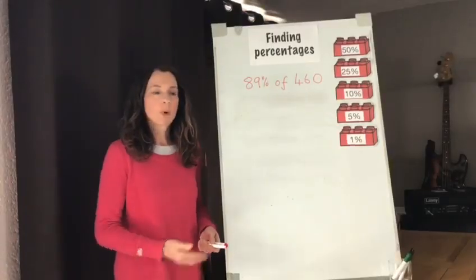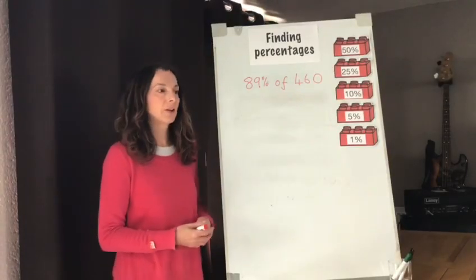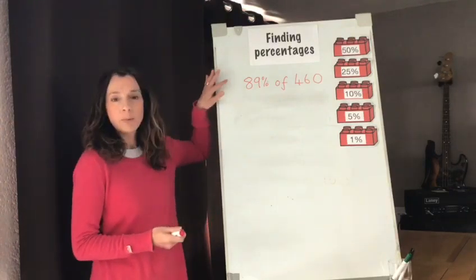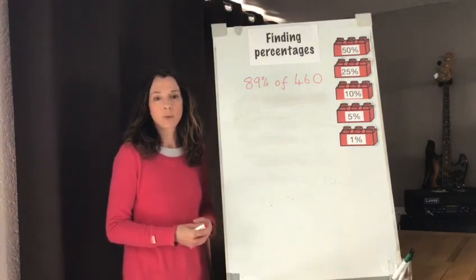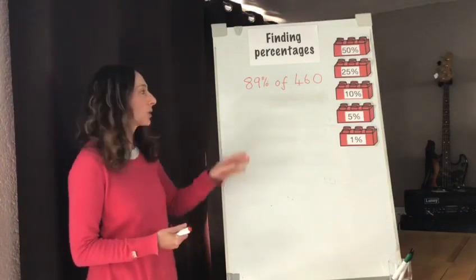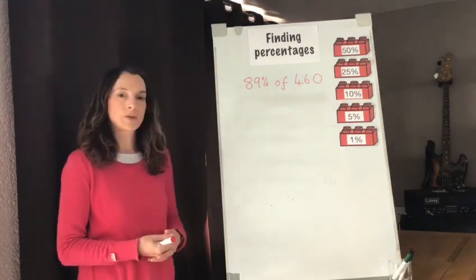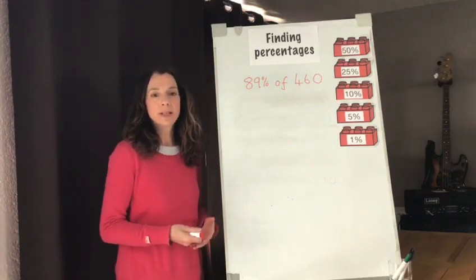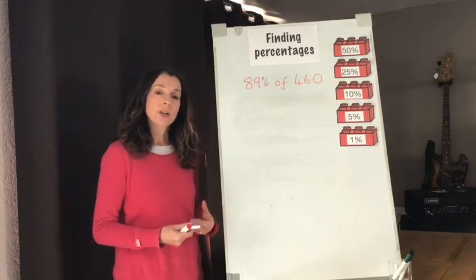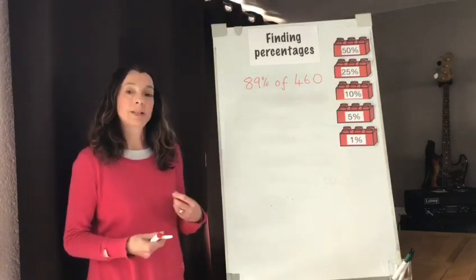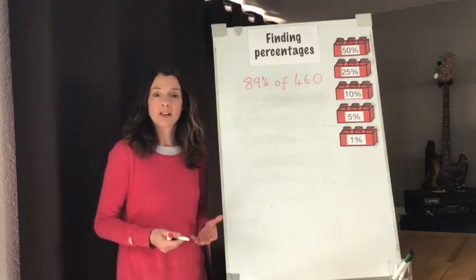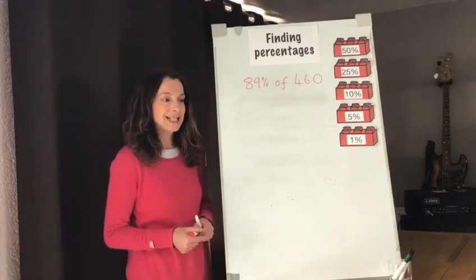Now there are always different ways to use our building blocks to find the answer, but some are more efficient than others. So I want you to have a look at this one. Maybe pause the video and have a think about how you would work this out. Now we could use our building blocks to work up to 89% of 460. But in this case, that wouldn't be the most efficient way. We know that 100% represents the whole. So the best way to work this one out would be to find the missing 11% and subtract it from the total, because it's far easier to find 11% than 89%.